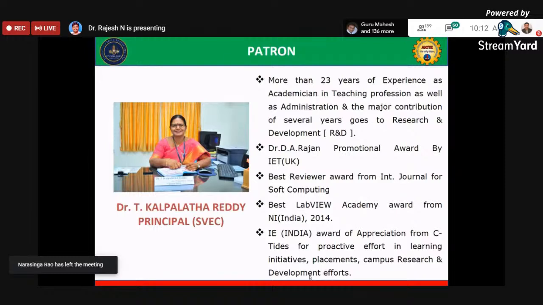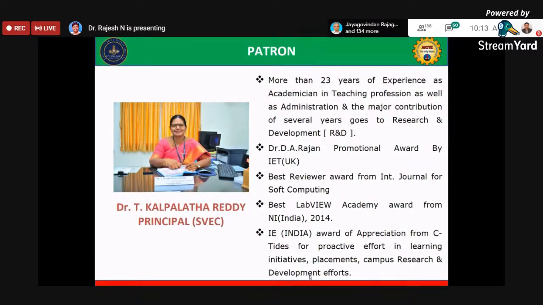Dr. P. Kalpalata Reddy ma'am has more than 23 years of experience as an academician in the teaching profession as well as administration, and a major contribution of several years goes to research and development. She has received the Dr. D.A. Rajan Promotional Award by IET, UK. She has received a Best Reviewer Award from the International Journal for Soft Computing, and she has received many awards. These are a few glimpses.